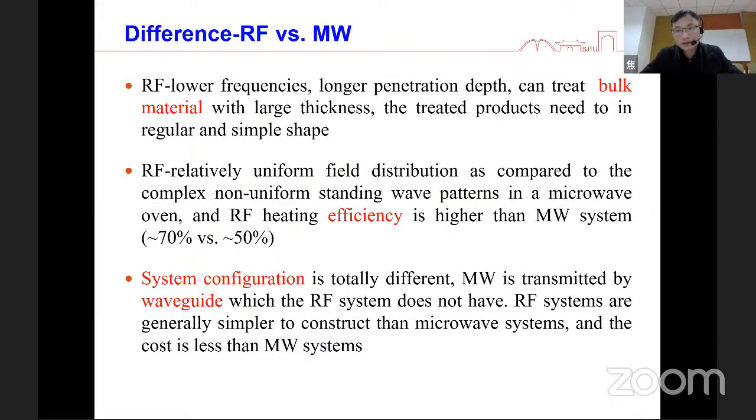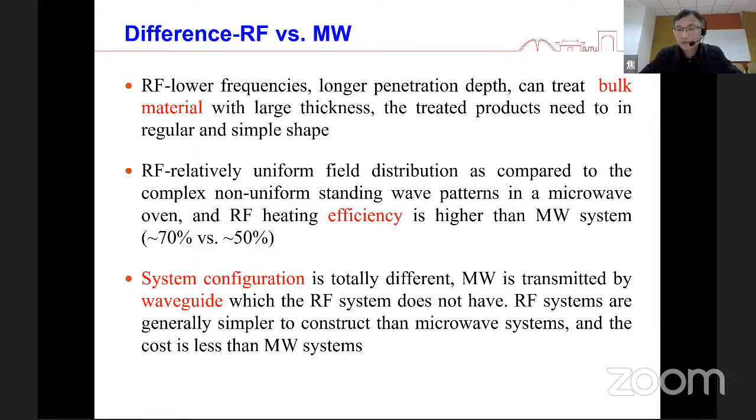And of course, RF heating is different from microwave heating. The first difference is that the frequency is different, then the wavelength is different, and then the penetration depth is totally different. RF generally has a longer penetration depth, and it can treat bulk materials with large thickness. This is totally different from microwave heating. RF also has a relatively uniform distribution compared with the microwave, and has higher heating efficiency than microwave heating.